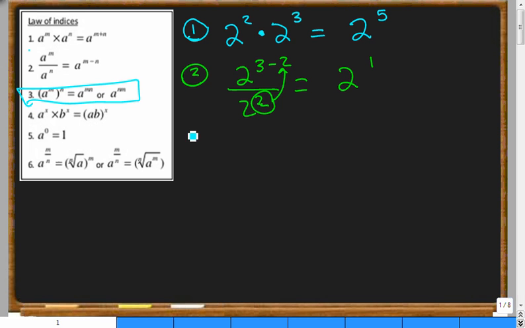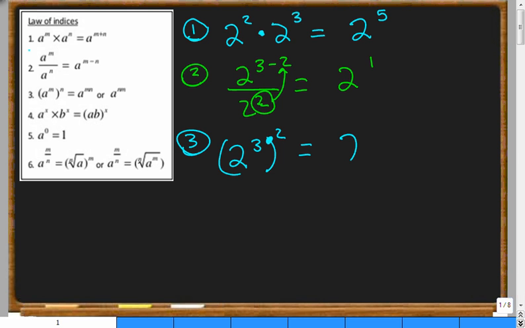3 tells us that if you have groups of a base to an exponent, so if you're taking an exponent to another exponent, you multiply them. So a to the m then to the n is a to the mn. So that would be like if I had 2 cubed and then squared that. In this case, you would multiply, so you would have 2 to the 6th.